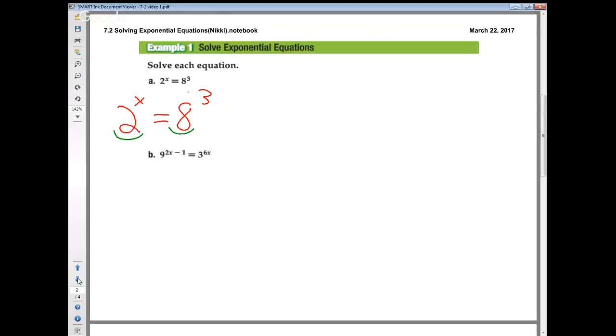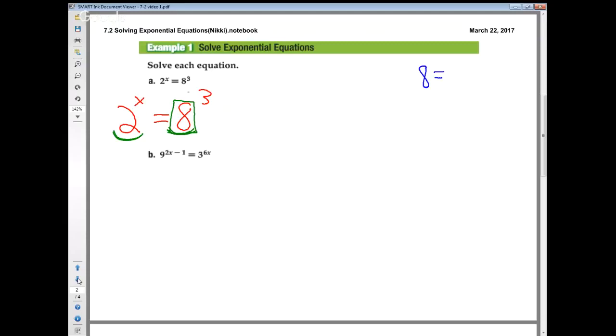However, it may be possible that we can rewrite this equation so that the bases are the same. But for this example, let's take a look at the base that is 8. And we need to ask ourselves, let's look at the number 8 over here. Can we rewrite that somehow so that it's a base of 2?